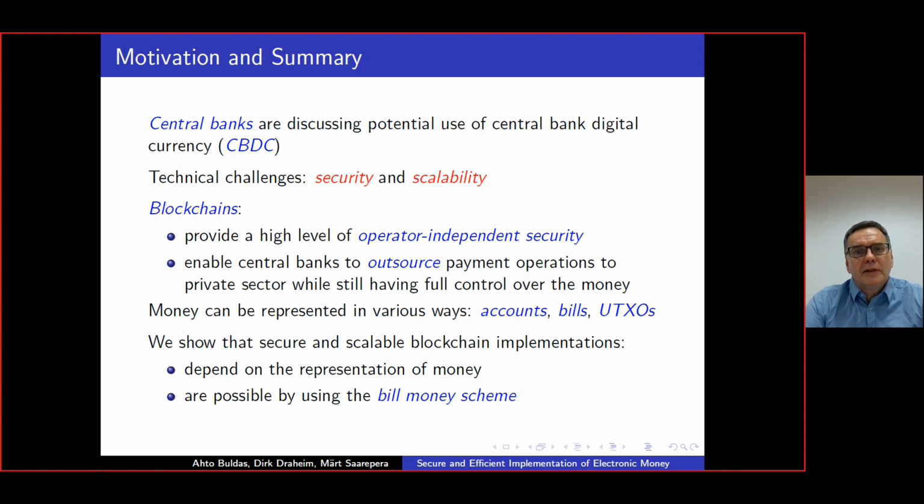Money can be represented in various ways: by accounts, bills, UTXOs like in Bitcoin, for example. In this talk, we show that secure and scalable blockchain implementations depend on the choice of the representation of money, and secure and scalable solutions are possible by using the bill money scheme.